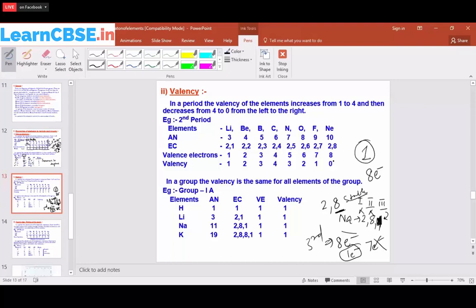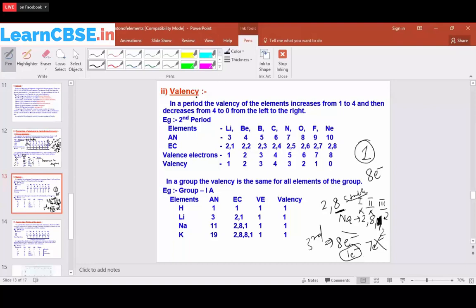Like this, we can find the valency of each element in each period as well as each group. Suppose 2 electrons are present in the outermost shell. It can lose the 2 electrons instead of gaining 6 electrons. So the valency is 2.